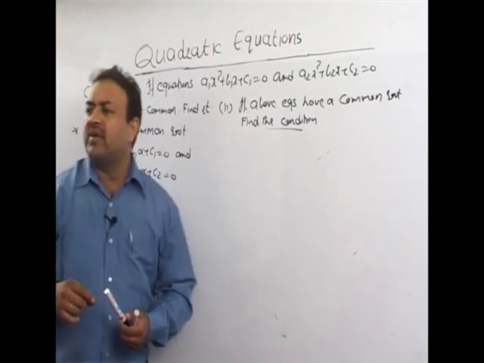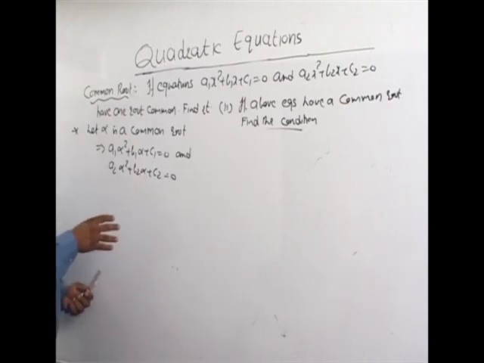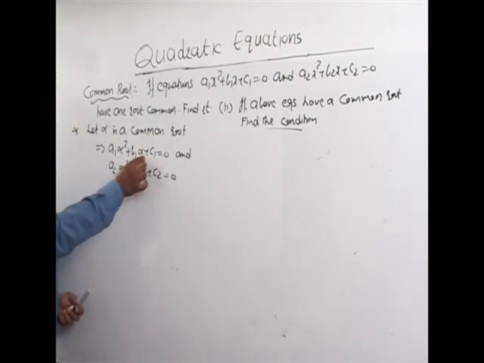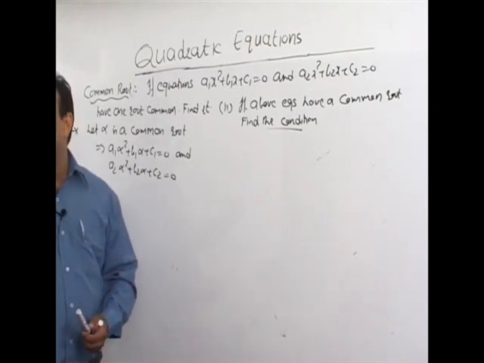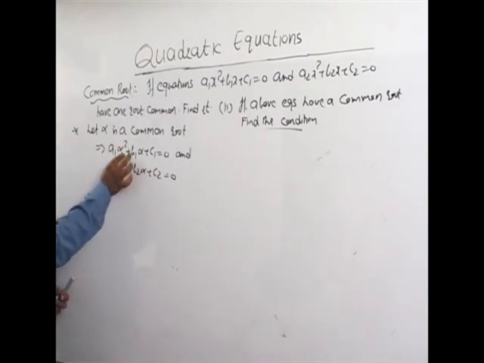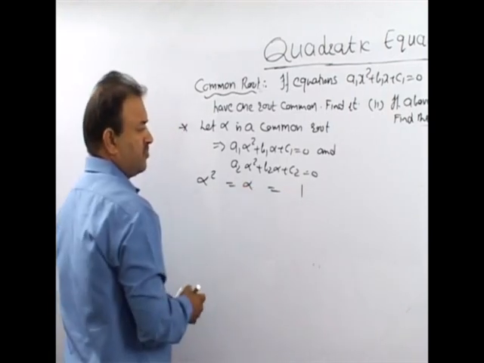Now we have done in class 10th also solving these two equations by the cross multiplication method. In that class there were two variables, x and y, and we used to solve by the method of cross multiplication. Now we take one variable as alpha square and one variable as alpha, and we solve them by cross multiplication. Like we take alpha square is equal to alpha is equal to 1.